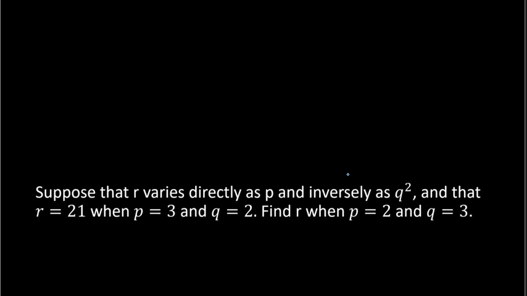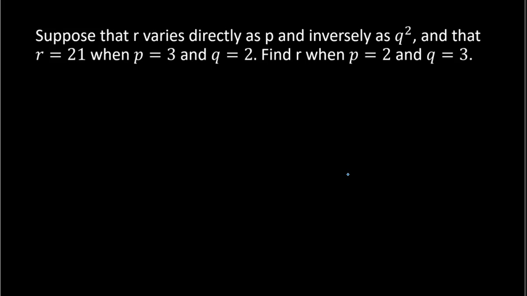One more example. We are combining directly proportional with inversely proportional. This problem says that suppose that r varies directly as p and inversely as q squared, and that r is 21 when p is 3 and q is 2. Find r when p is 2 and q is 3.